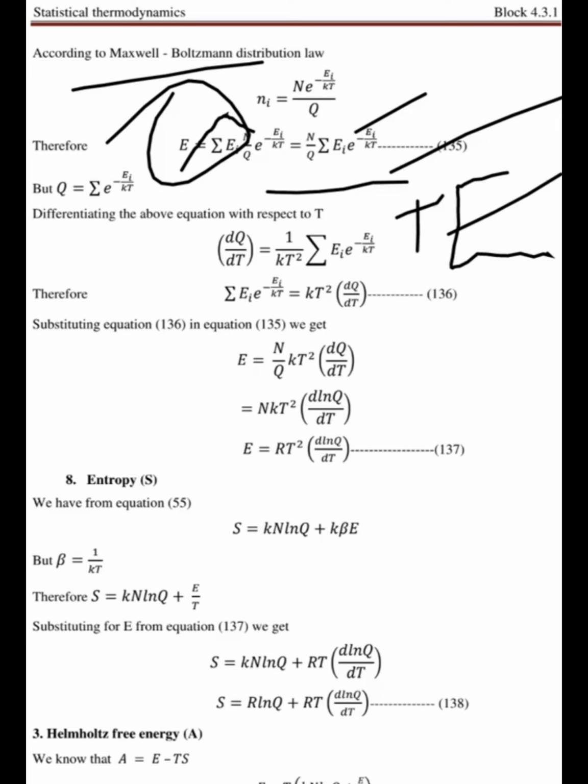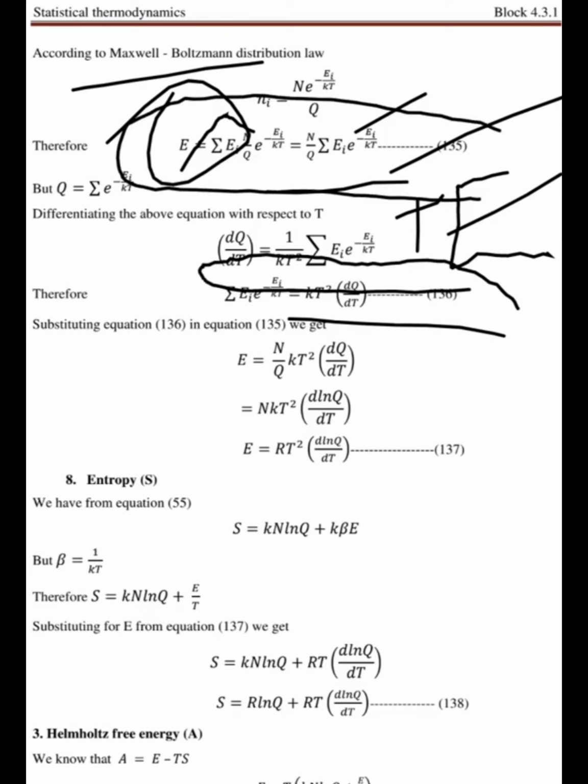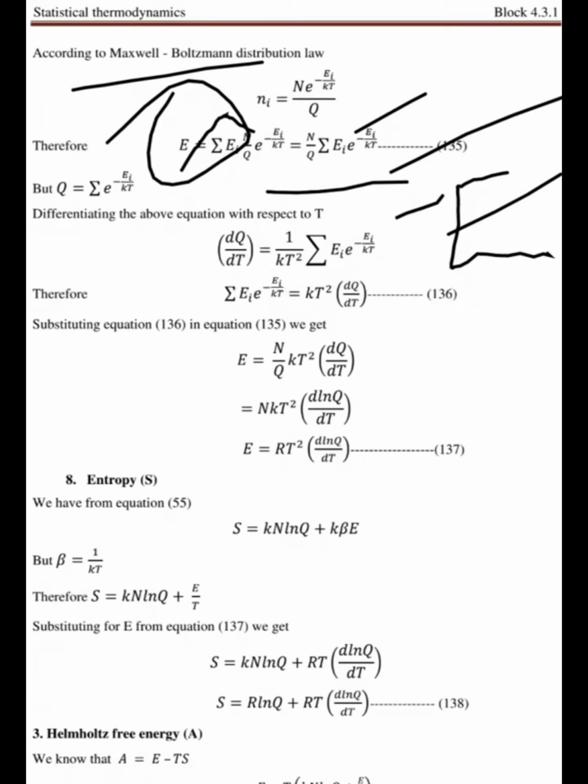And further, that is equation 136 we are going to give, and substituting equation 136 in 135. So the value of the summation of e to the power of minus ei by kT, you are going to substitute in equation 135. That is equation 137 you are going to get, that is for internal energy.